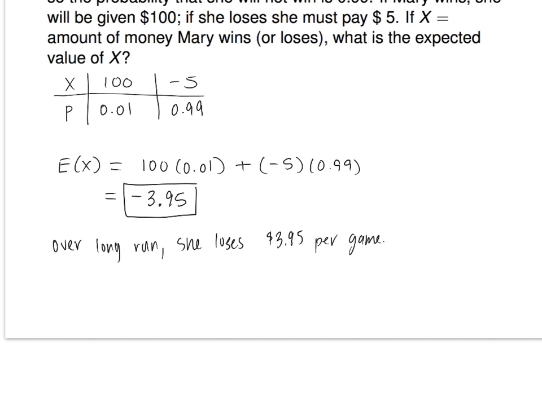If that had come out to be positive, it'd be worth it to play a lot of these games because you would make money. But people who design games also know this, except for in that one case, and they make sure this number is negative.